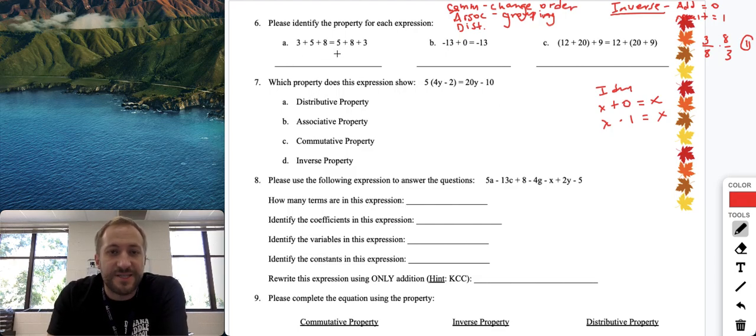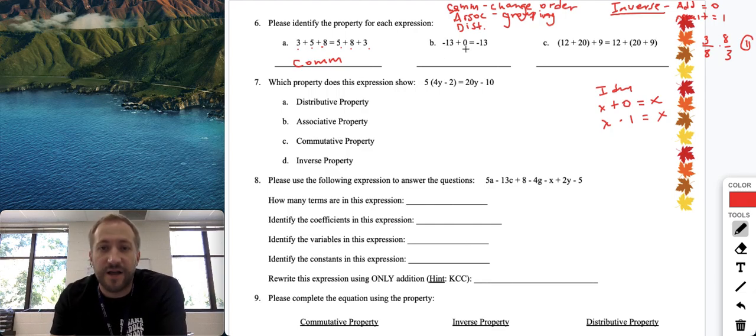So let's look at these. 3 plus 5 plus 8 is equal to 5 plus 8 plus 3. Let's see. Same numbers. Looks like the order of the number changed. 3, 5, 8, 5, 8, 3. If the order changes, we're talking about the commutative property. Let's look at the next one.